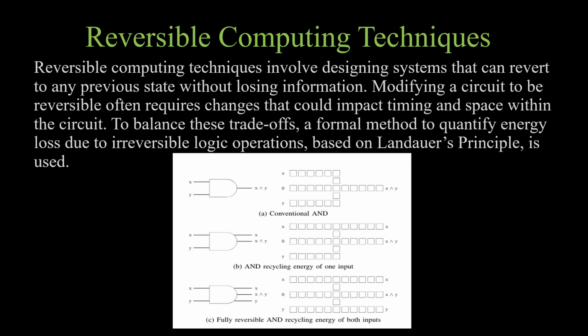That is the fully reversible AND gate recycling energy of both inputs. We can see it in diagram C. This diagram represents a fully reversible AND gate that recycles the energy of both inputs X and Y. This design is the most energy efficient among the three, and it reuses the energy from both inputs. It performs the same AND gate operation, but it is designed to minimize energy dissipation fully. This diagram illustrates progressive enhancements in energy efficiency for logic gates, moving from conventional design to more advanced energy-conscious configurations.